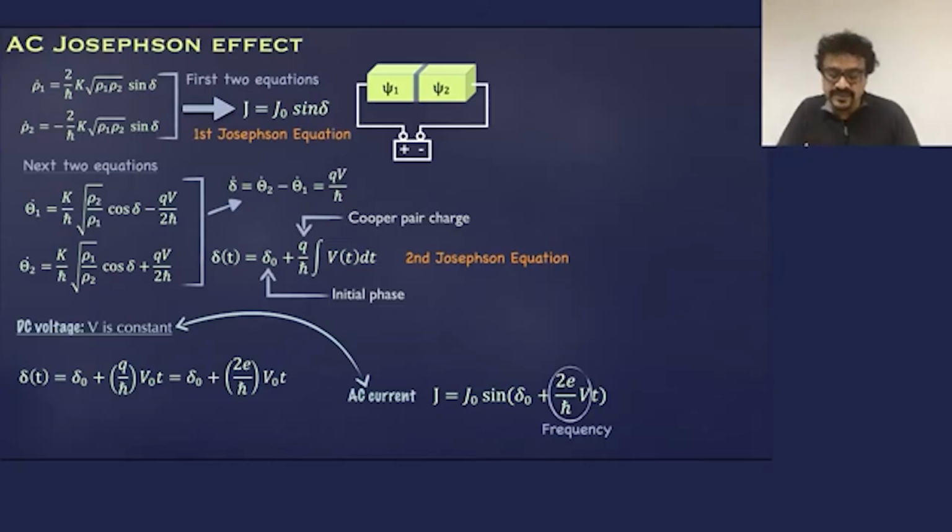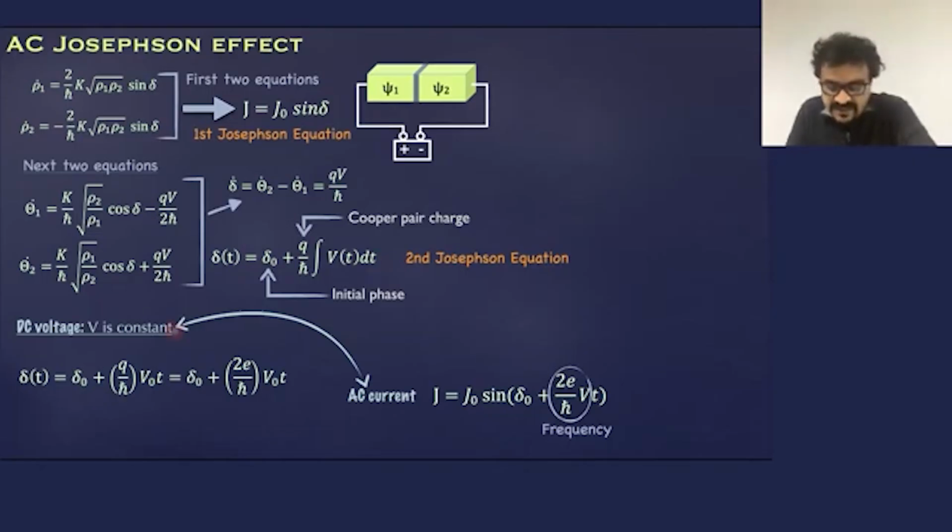So delta of t, after we integrate this relation, is going to give you delta 0 plus q by h bar times the integral of V(t) dt. This is actually the second Josephson equation, where delta 0 is the initial phase and V(t) is the voltage applied. That can be a DC voltage which doesn't have any time dependence, then that V term will come out, and the integration is only over the time.